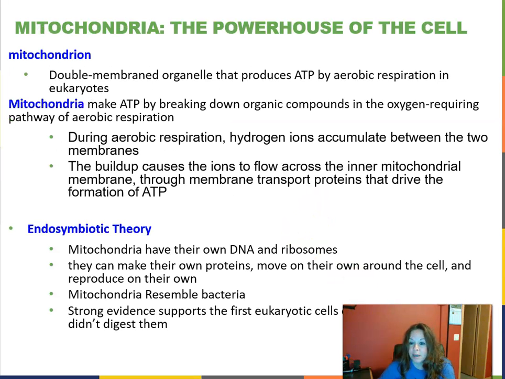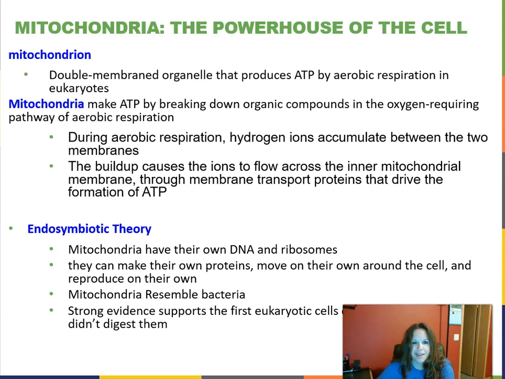The powerhouse of the cell, the mitochondria, the mighty mitochondria. It's a double-membraned organelle, produces ATP, adenosine triphosphate, which is a type of nucleic acid with just one adenine, three phosphate groups and a sugar. And that is basically our main fuel for our cells, one of the main fuels, ATP, made in the mitochondria.